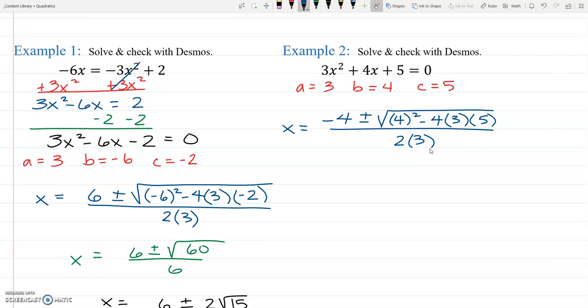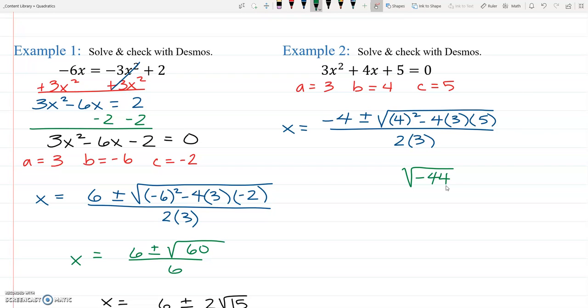I'm going to start with my discriminant again, just to check to see what we're messing with here. 4 squared is 16. Back here I've got negative 4 times 3 is negative 12. Negative 12 times 5 is negative 60. So 16 minus 60, I believe, is going to be negative 44. So I'm just messing with the discriminant first. Negative 44 is obviously smaller than 0.